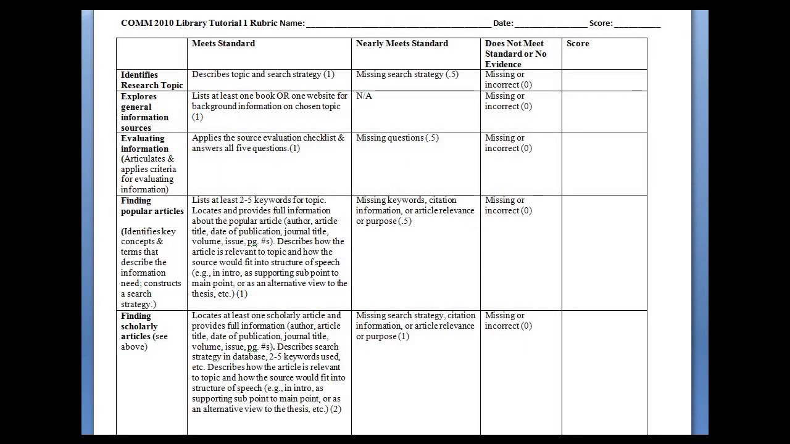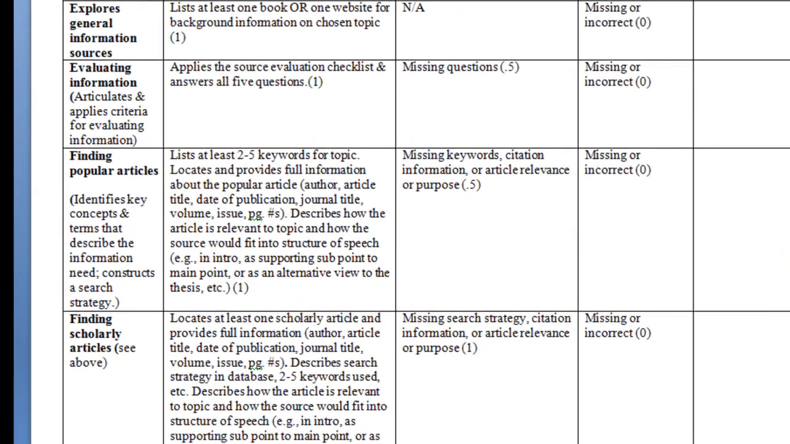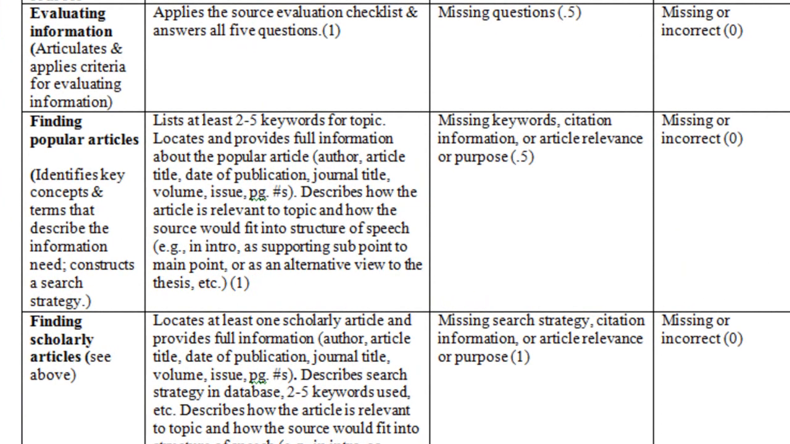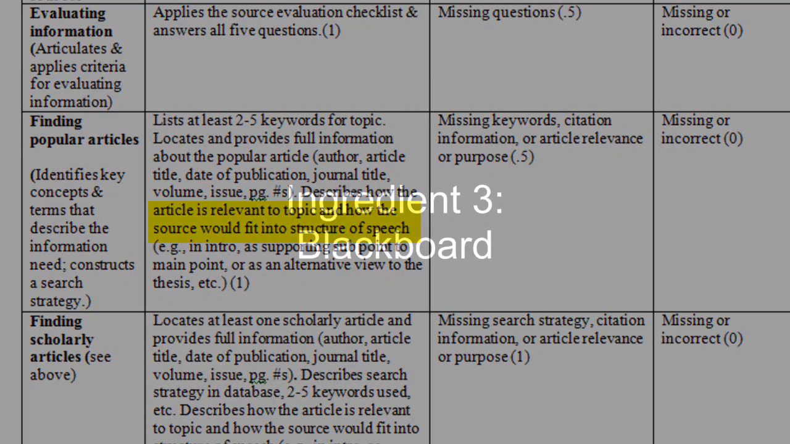Here's the rubric for the COM 2010 tutorial. For the Finding Popular Articles section, the rubric tells the grader that a correct answer will have at least 2 keywords, relevant citation information, and a description of how the article is relevant to the student's topic.